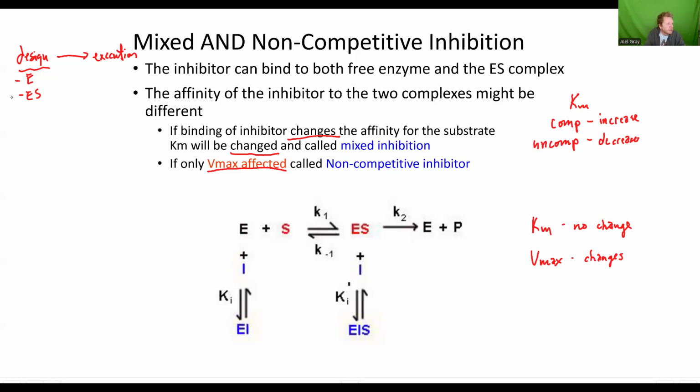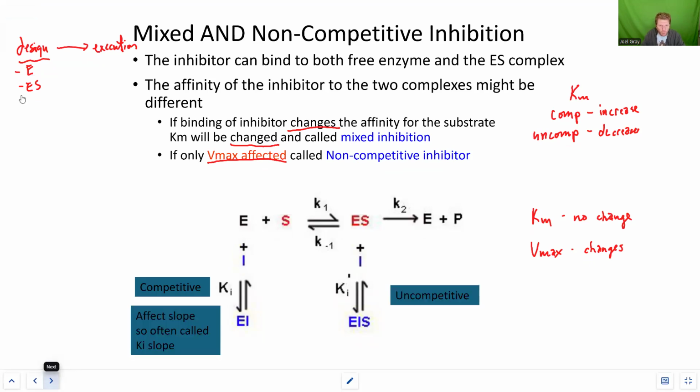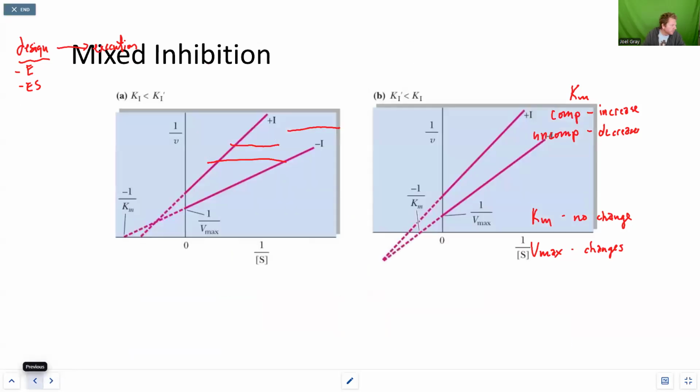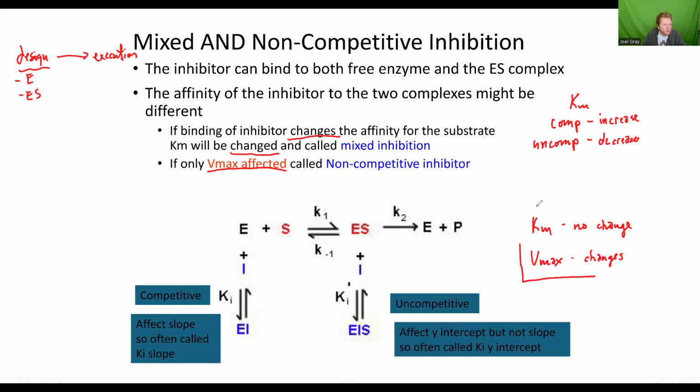And I say changes because your Vmax, more than likely it's going to decrease, but could it go up? Potentially. So now these items here are basically saying, this is what a competitive inhibitor does, and this is what an uncompetitive inhibitor does. This combination right here, Km does not change and Vmax changes. That would be non-competitive.